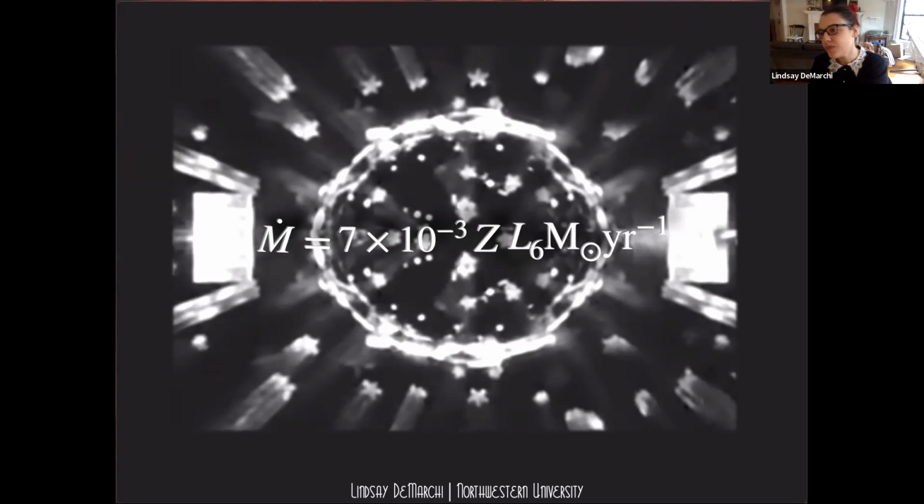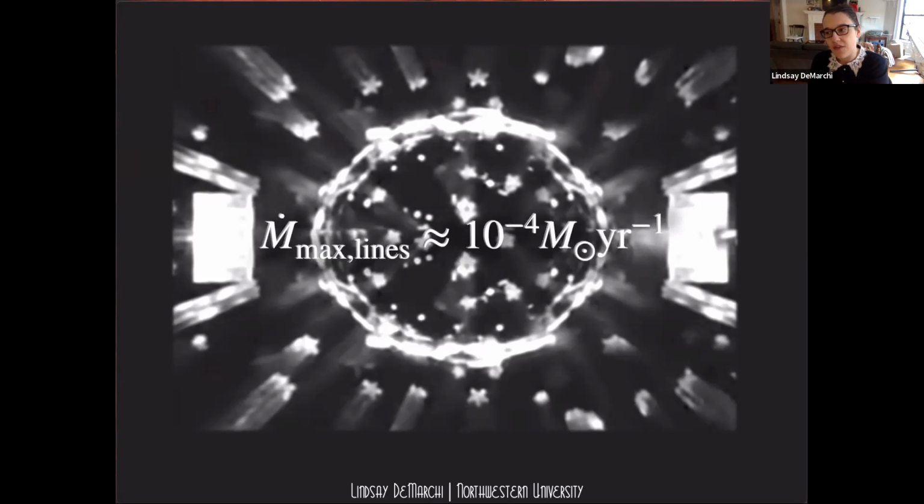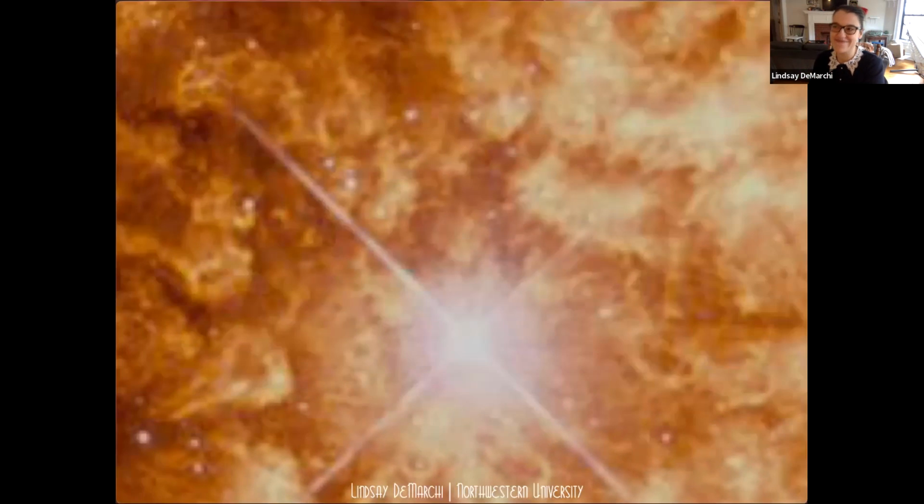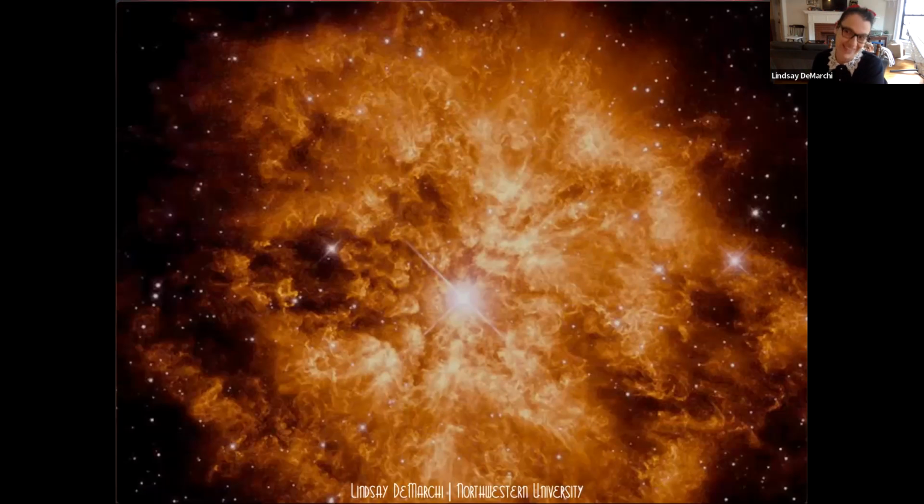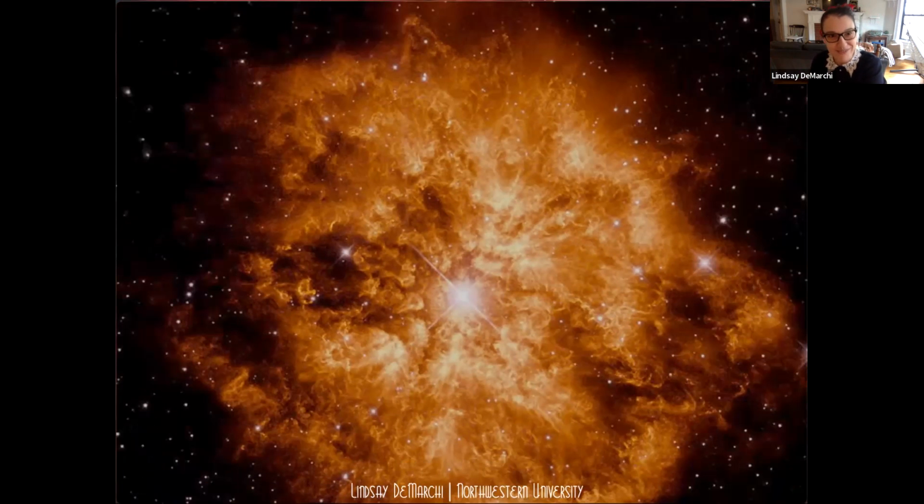If I plug in solar metallicity and really high luminosity, like 10^6 solar luminosities, I get an upper limit of how much mass my star can lose per year due to this mechanism. That number is 10^-4 solar masses per year. Yet we see all the time, nature does not really follow such a gentle release of mass to its environment.